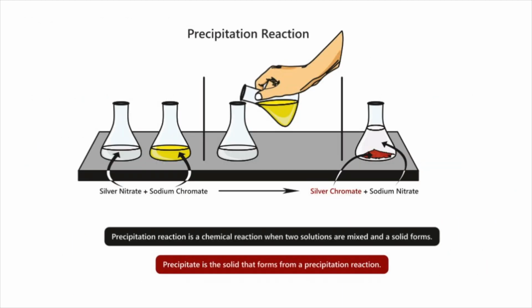Now, we've learned previously, as part of the acids, bases, and salts topic, that an insoluble solid formed by adding two soluble salts together is called a precipitate. A precipitation reaction is any chemical reaction when two solutions, two soluble compounds, are mixed together and an insoluble solid forms. And the precipitate is the insoluble solid that forms as part of this precipitation reaction. In this lesson, we're going to look at how precipitates can be used to identify transition metal ions.